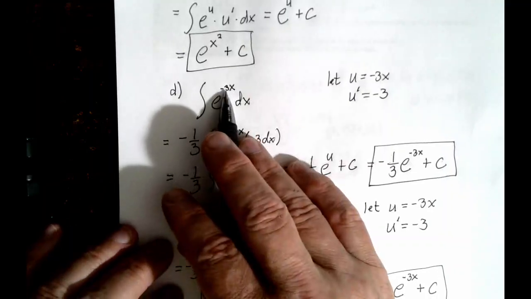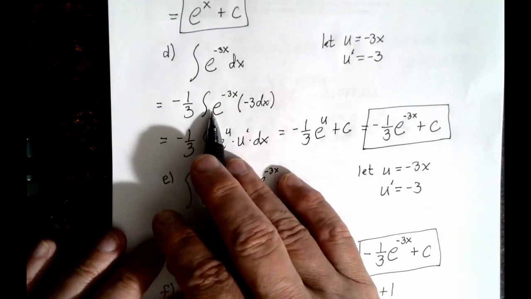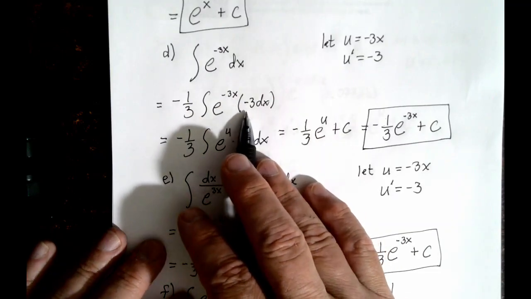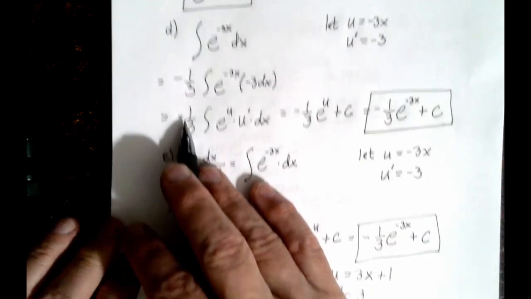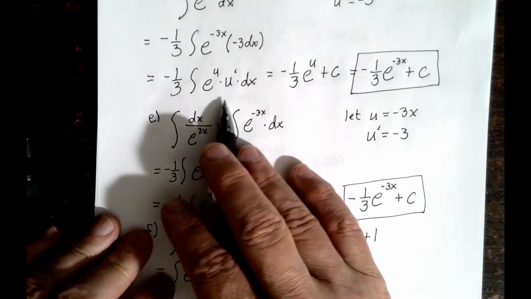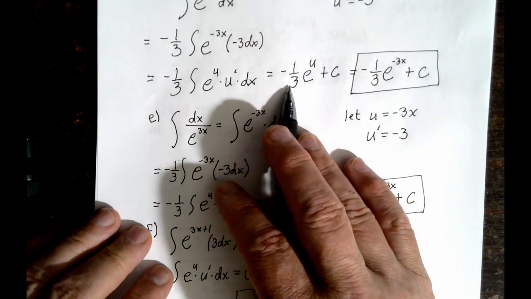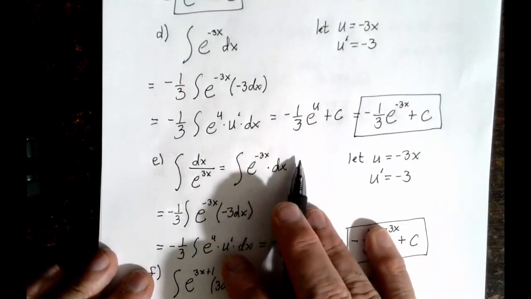You let u be negative 3x, so your u prime is negative 3. So you got e to the u, and you got to get a negative 3 dx here. So if you put a negative 3 there, you put a negative 1/3 out front. And so now that's just e to the u prime dx, which is perfect form you want. And so it's just e to the u with the minus 1/3 out front. And you replace u with what u is equal to.